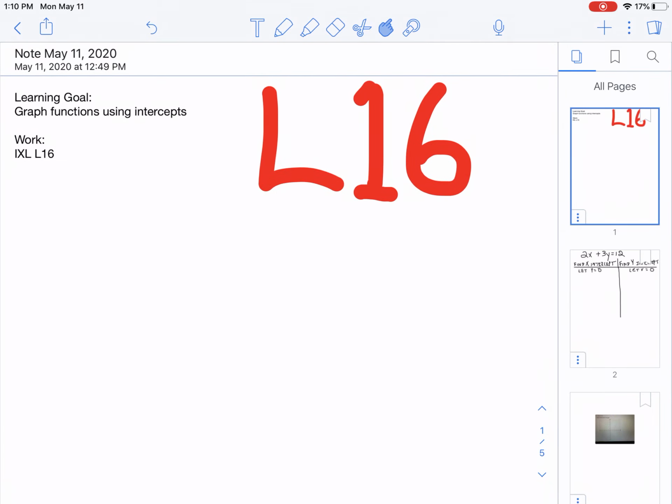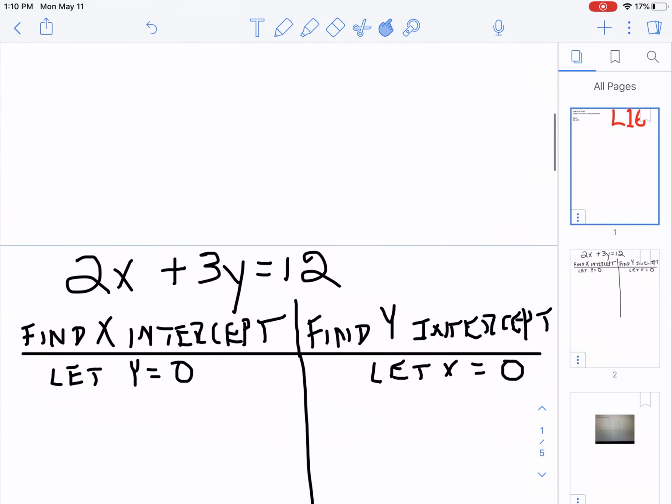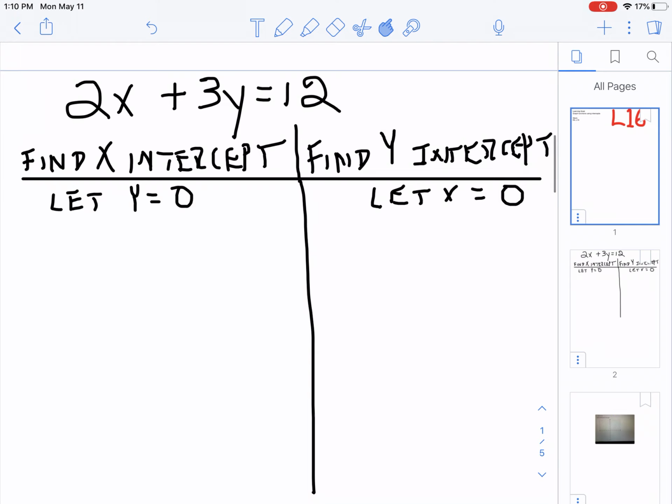Okay, today's learning goal is to graph functions using intercepts. The work is in IXL L16. So this is the same as L15, except we're actually going to graph the function.